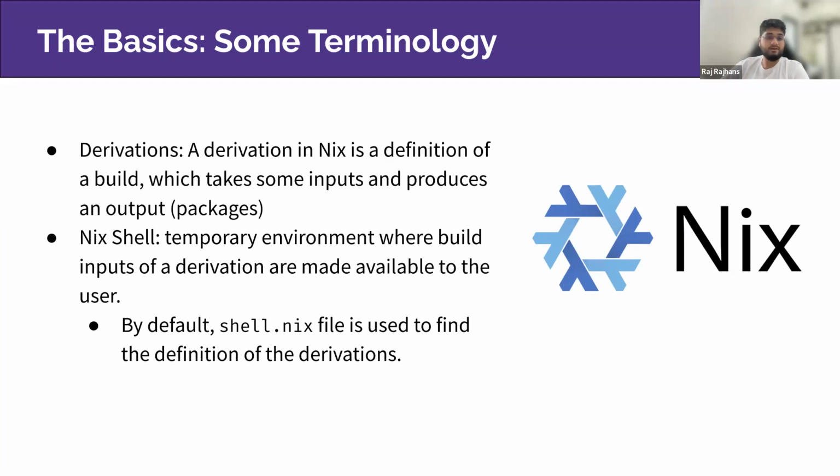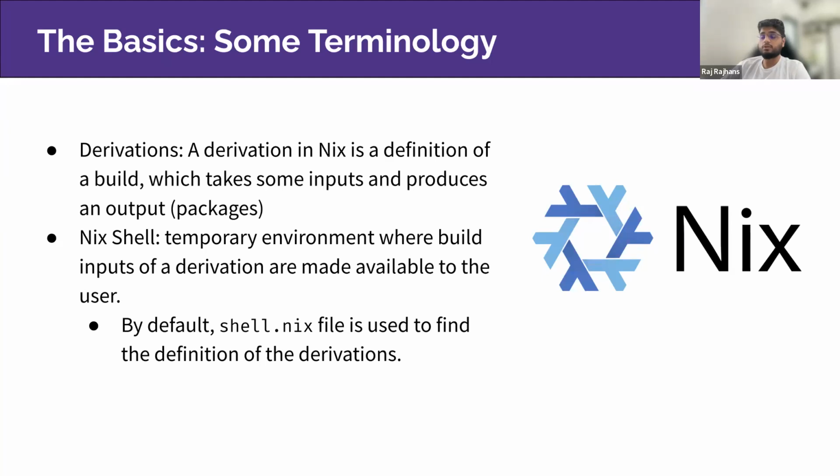So for example, if we have a derivation that builds Python 2, then the Nix shell will build it. And inside that Nix shell, I will have access to Python 2. By default, a Nix shell looks for a shell.nix file, which is used to find the derivations that it needs to build and expose to that particular environment, right? So yeah, that's pretty much it.